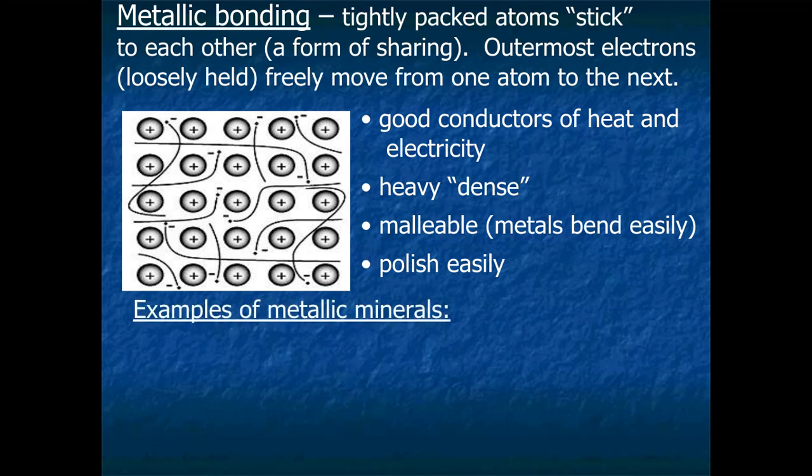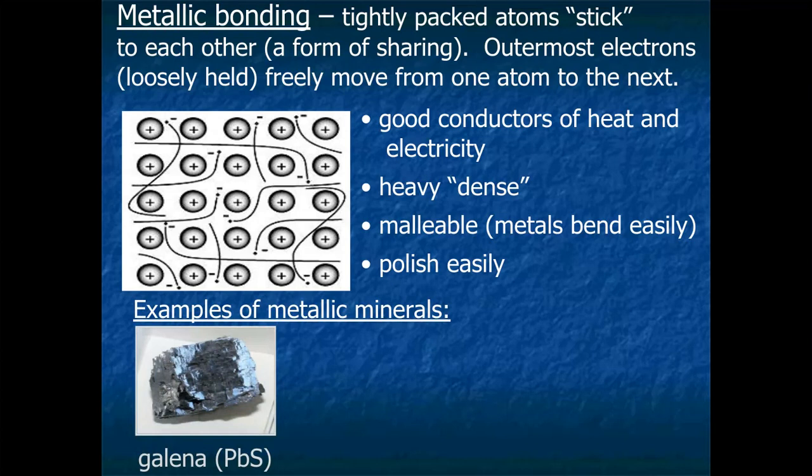So below are some examples of metallic minerals. Here's galena, for example. That's a lead sulfide mineral. You can see the Pb, the lead, and then S being the sulfur, and that gives rise to a real heavy, dense type mineral that's very, very shiny.